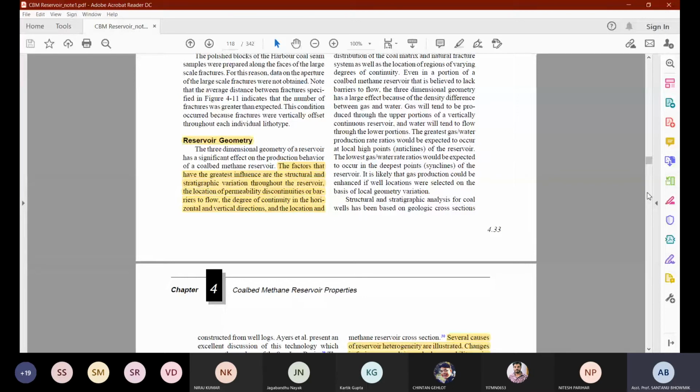So in the reservoir geometry, we are going to study how the formation, depending on the bed formation or the coalification process, and how the formation characteristics are going to affect the storage and, mainly, the transport properties. If you can imagine this three-dimensional geometry, you will be able to understand that the factors that have the greatest influence are the structural and the stratigraphic. The structural means the way it has formed depending on the deposition and the coalification process, whereas the stratigraphic is based on the number of layers or the deposition environment. If you have studied geology, you understand what is meant by the word stratigraphy.